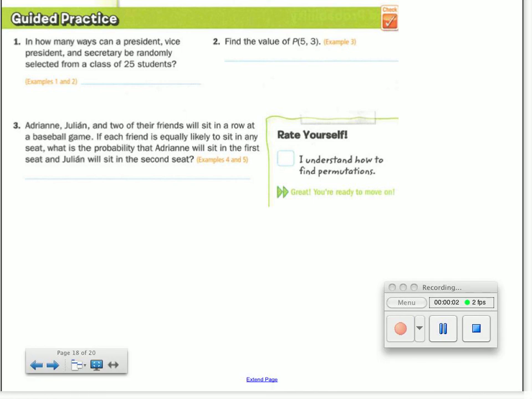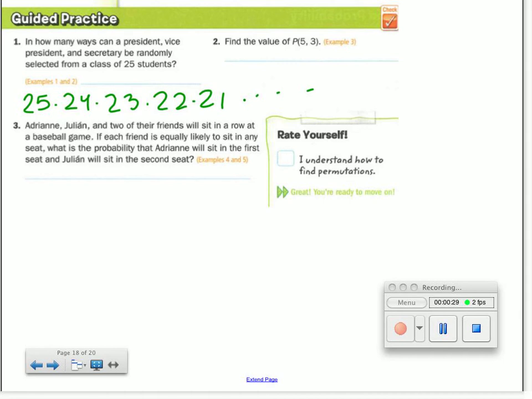Okay, so for number 1, it says, in how many ways can a president, vice president, and secretary be randomly selected from a class of 25 students? So if you were doing just a permutation of 25, meaning what are the different ways to set up 25 students? Remember, you would do 25 times 24 times 23 times 22 times 21, and you go all the way down to 1.